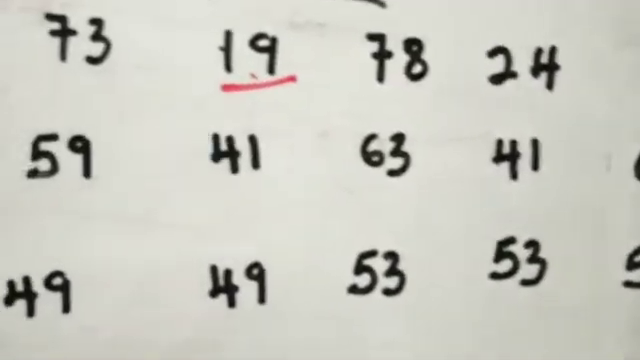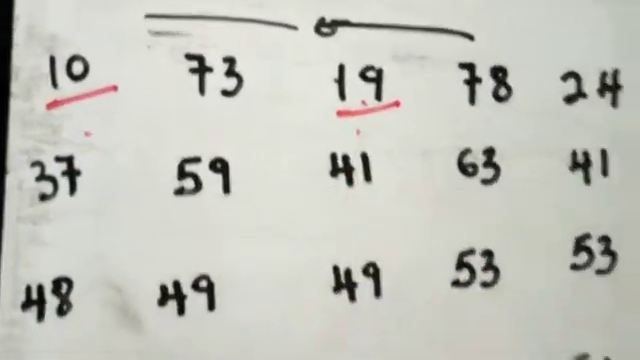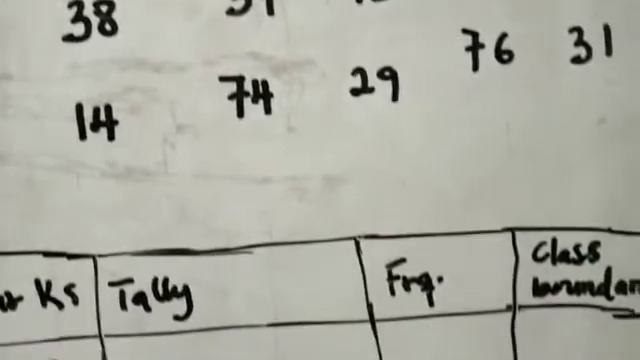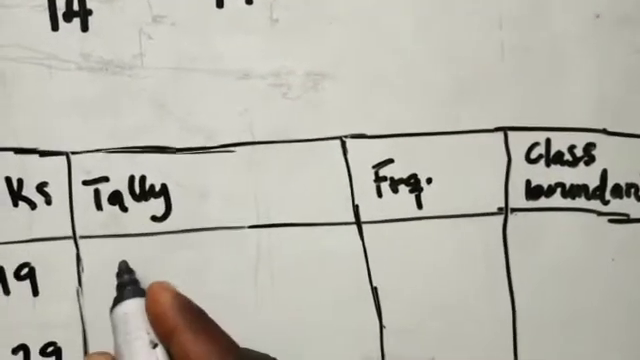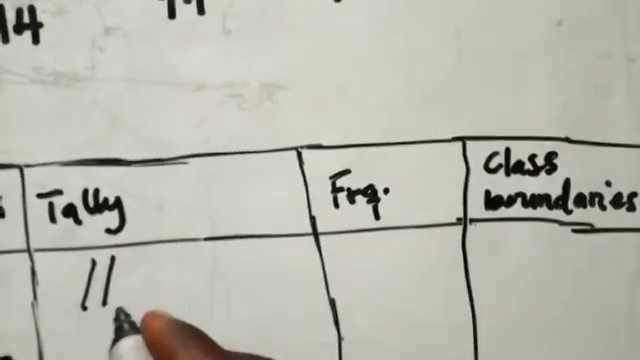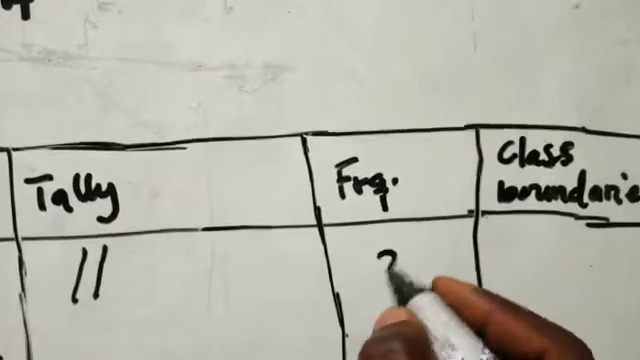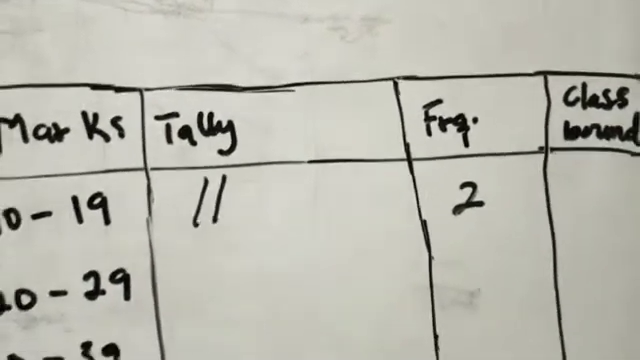Okay, so from the category of 10 to 19, we got only two people. This guy and that guy. So here will be just two people. The tally is just the counter: 1, 2. We got only two people. So the frequency reflects the tally. This is the real figure, so this is 2. The same way you have to count for all the intervals.